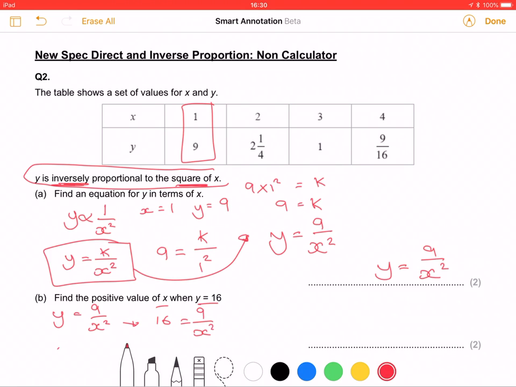What would you do here, miss? How would you solve that? Personally, because I've done so many of them, I just do x squared is equal to 9 over 16. But probably if I didn't know that was going to happen, I'd multiply by x squared and then I divide by 16. Should we do the two-step? Let's do the two-step.